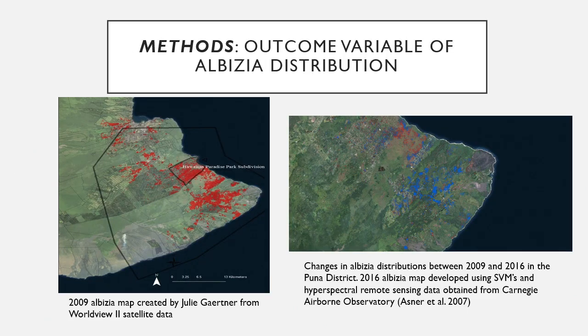So to examine our research questions, the first thing we had to do was create a map of Albizia distributions and changes in Albizia distributions. And we did this through remote sensing data. So we used 2009 WorldView-2 satellite data and 2016 remote sensing data from the Carnegie Airborne Observatory. And to create these maps from the raw remote sensing data, we used a support vector machine algorithm to classify pixels into Albizia and non-Albizia based on their spectral signatures. And that produced the maps that you see here.